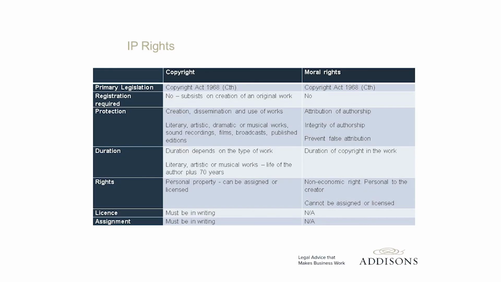Another issue in relation to copyright is moral rights, and this is something that can often be overlooked. Moral rights are non-economic rights, so they belong to the person who created the work, regardless of who owns the copyright. So there are three types of moral rights. You've got your right of attribution, which is the right to be known as the author of the work. We've got a right of integrity of authorship, so that stops third parties from doing anything that might be considered derogatory to your work. So for instance, if you had a painting and somebody defaced the painting, then that could be considered to be derogatory.